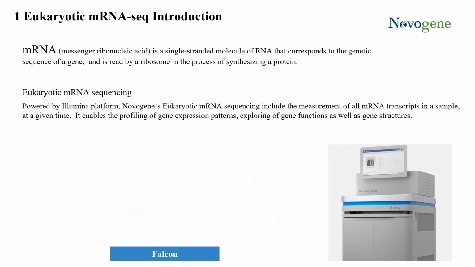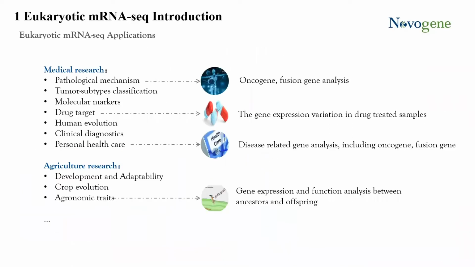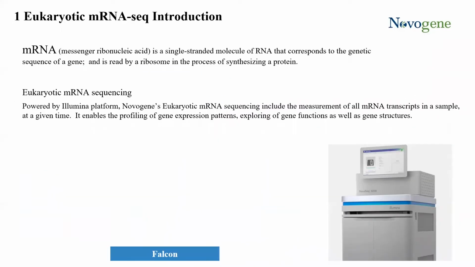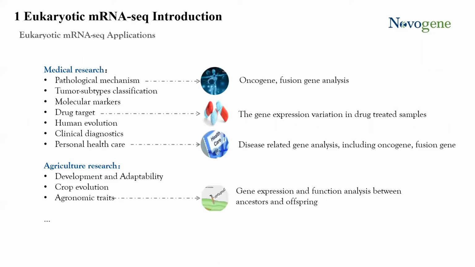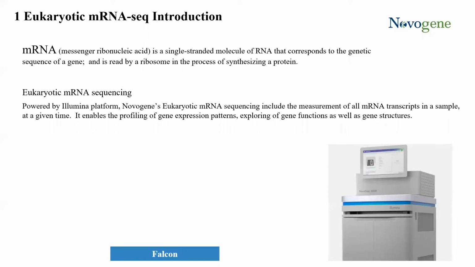Falcon guarantees the cycle of a large project, processing about 2,000 to 3,000 samples in 24 hours, reducing the production time, the TAT, the turnaround time, by 60%.